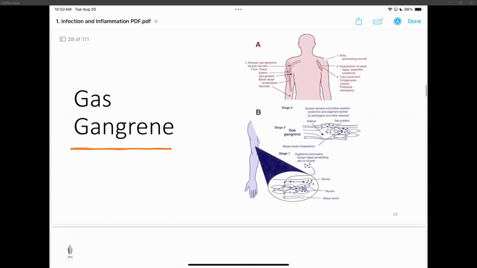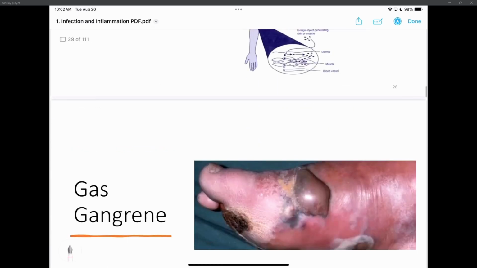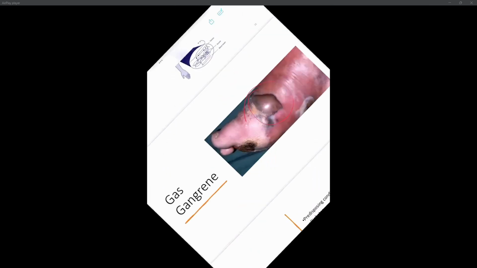And as far as gas gangrene, again, you don't have to go through all the details of this, but just know that obviously it's gas gangrene. They're making gas, which is trapped in bubbles, and when you pop those bubbles, it gives you that sound of crackling, and that's what gas gangrene is. And here's another example of gas gangrene. You can see how that thing's pretty built up and filled with air, probably.